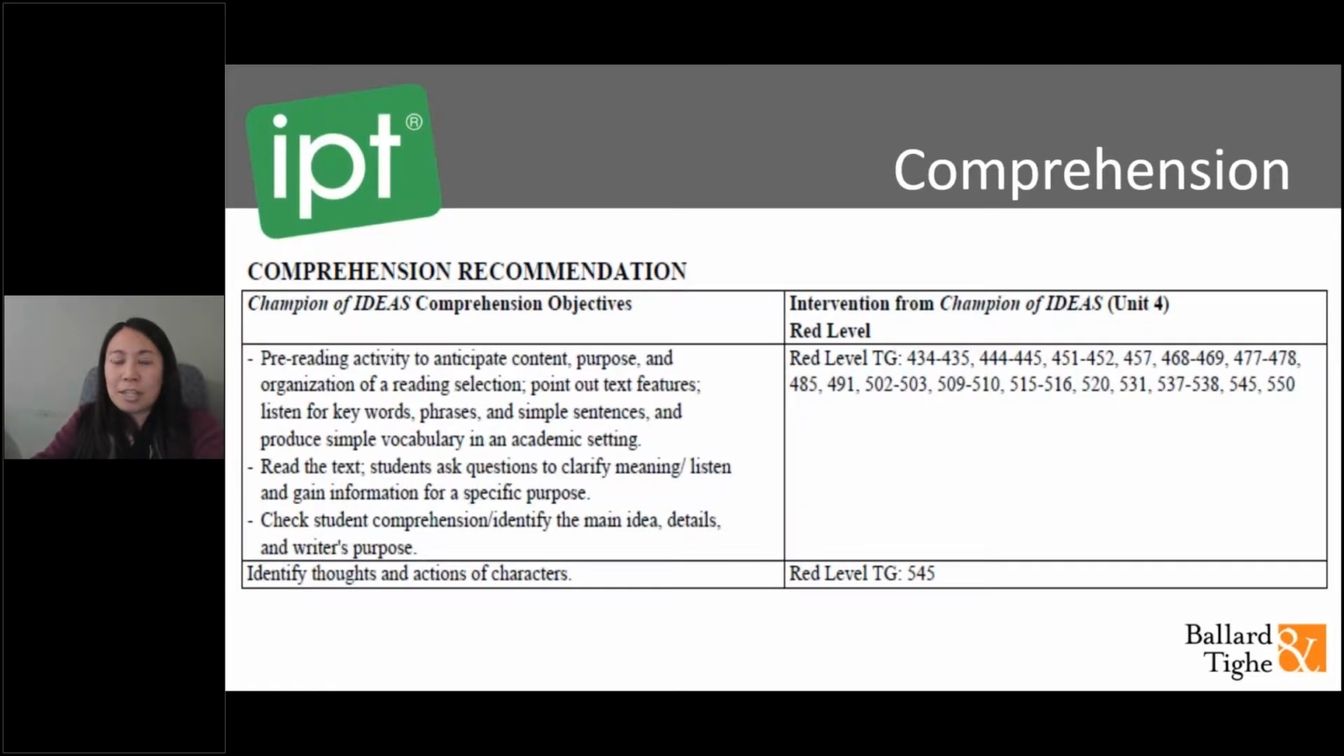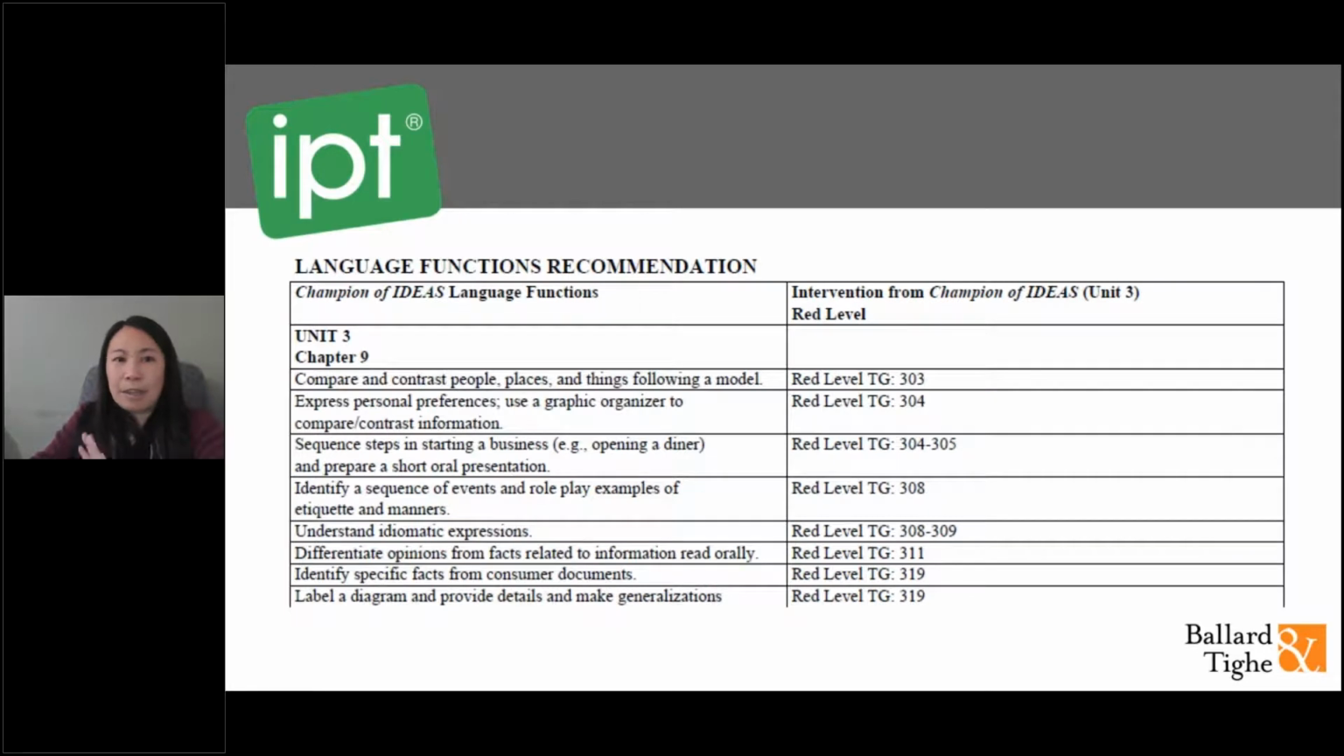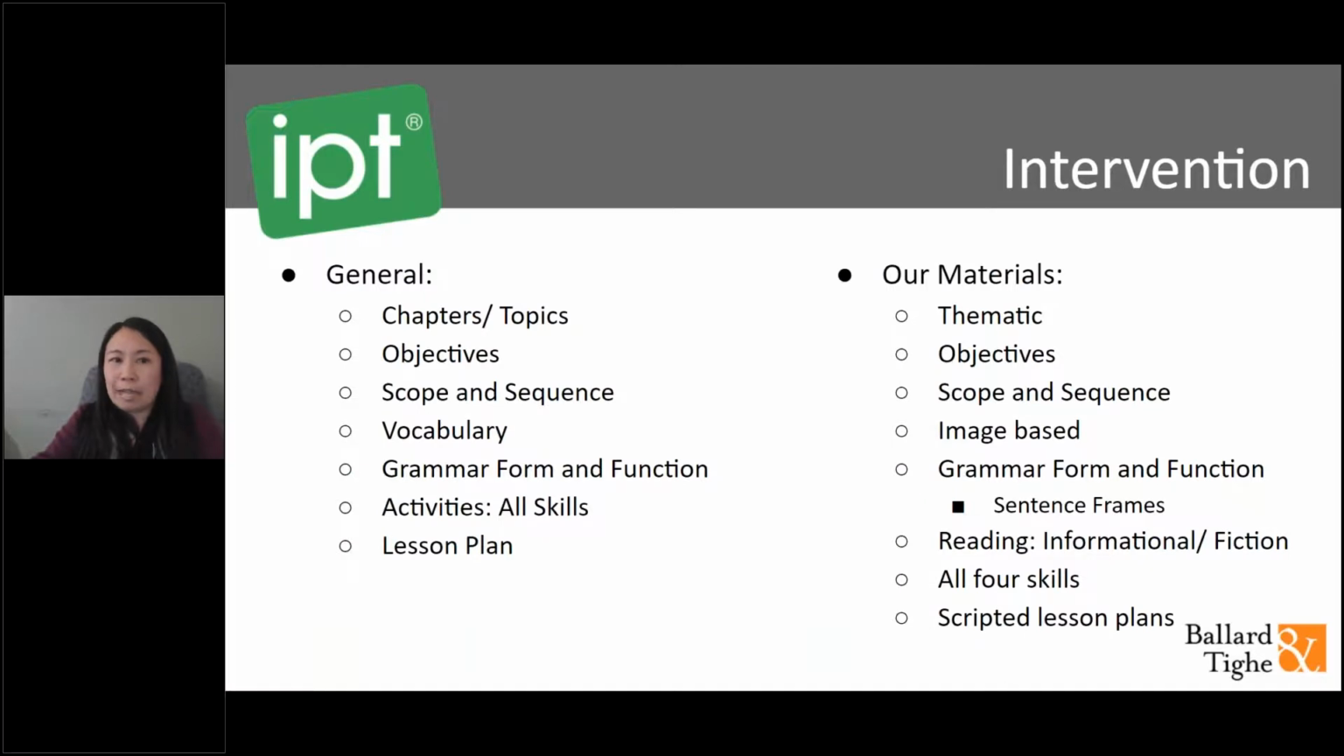And then comprehension, again, recommending for Champion. Language functions, again, recommending for Champion, but sequencing, idiomatic expressions, identifying is very, very similar. Younger kids and older kids all still need to do those language functions. So in general, when we're talking about intervention, we really do want to examine what curriculum do you already have?